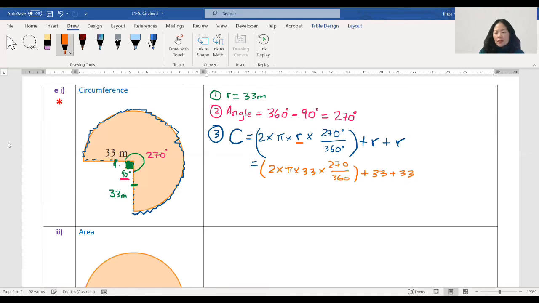Put all that in once in your calculator using the brackets and a fraction button. You will get 221.5088, and I want it to be in 2 decimal places: 221.51 meters. Okay, so radius and angle and then formula.